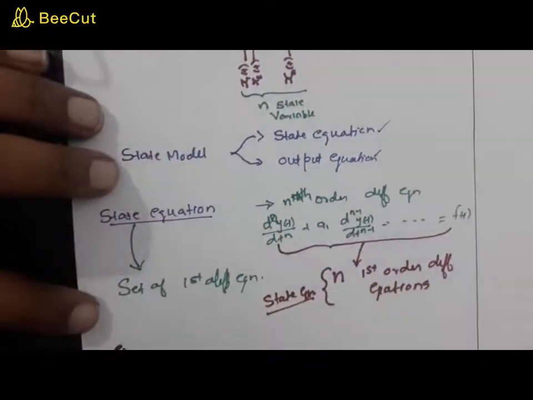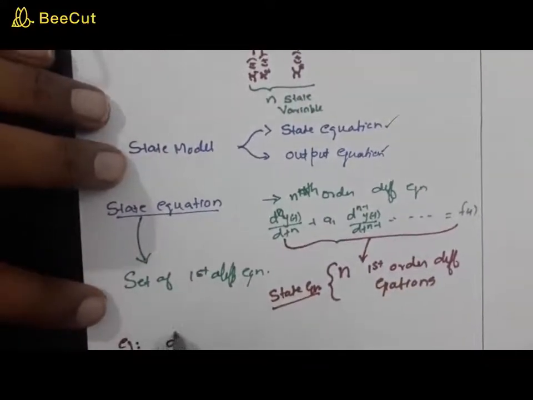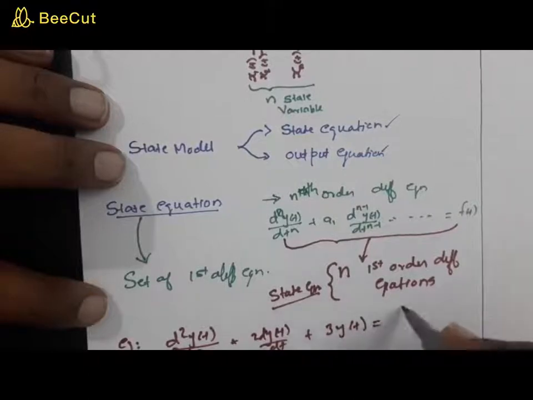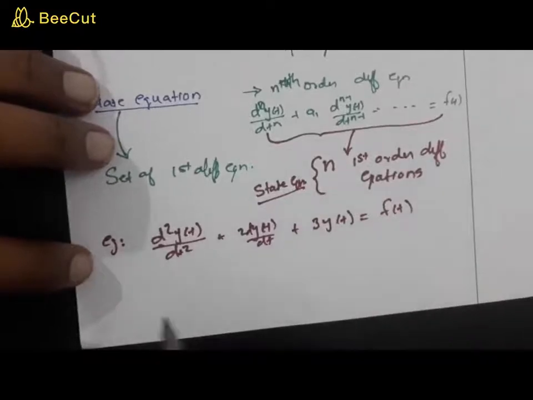For example, consider a differential equation of the form d square y of t by dt square plus 2 into dy of t by dt plus 3 y of t is equal to some f of t or x of t, whatever it is. Now this is a second order differential equation.